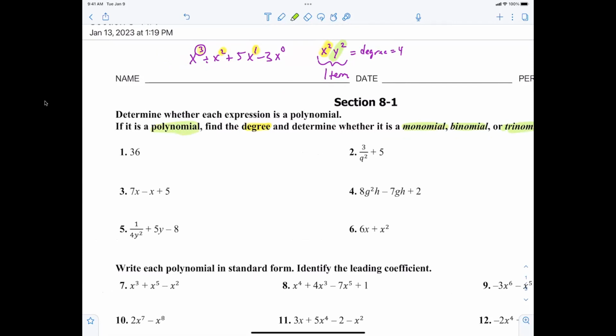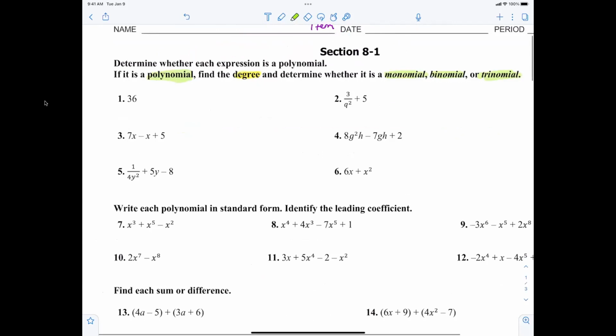So number 1, that is called a monomial because it's one term. Then its degree, if you were paying attention, the degree is what? Zero. Thank you for listening. The degree is 0. Any constant, the degree is 0.